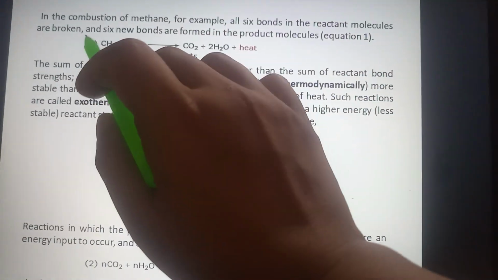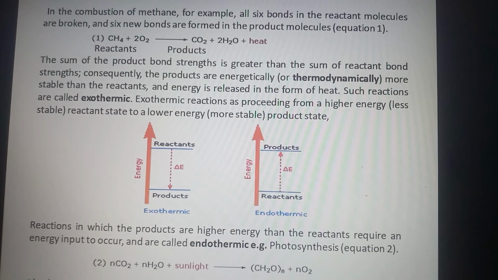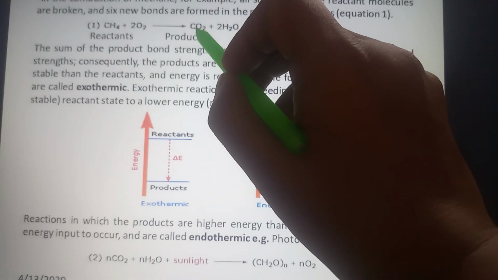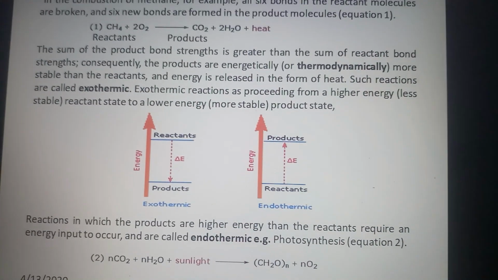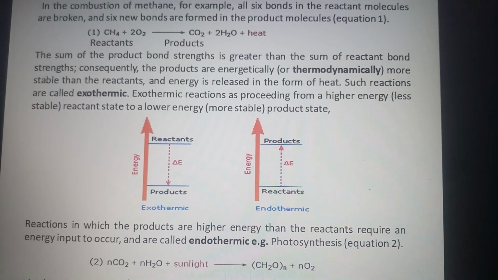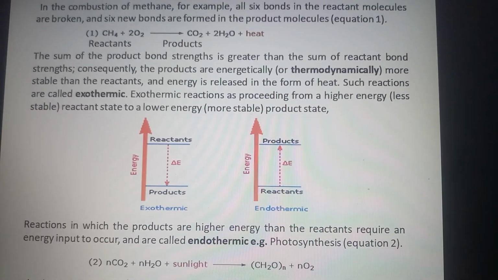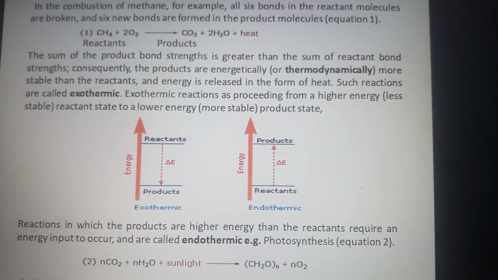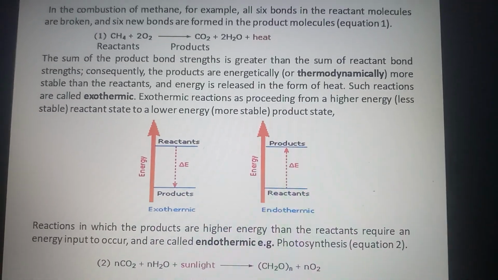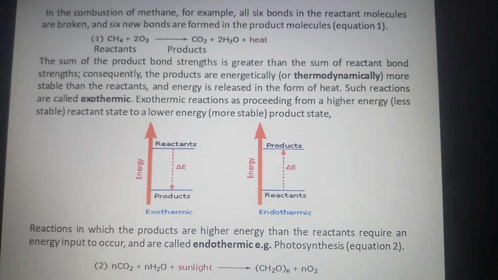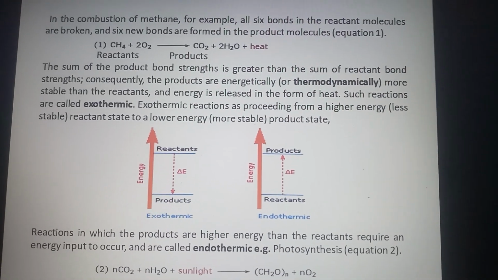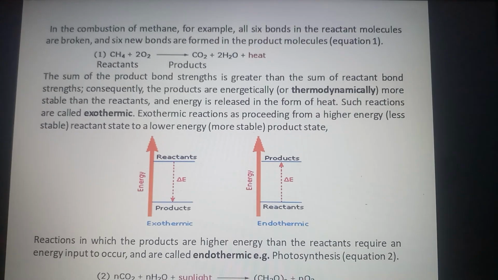Here all 4 plus 2, 6 bonds of the reactant molecules are broken, and 6 new bonds, 4 for carbon dioxide and 2 for water, are formed in the product molecules. The sum of the product bond strength is greater than the sum of reactant bond strength if we calculate. Consequently, the products are energetically, or you may call thermodynamically, more stable than the reactants, and energy is released in the form of heat. Such reactions are called exothermic reactions.